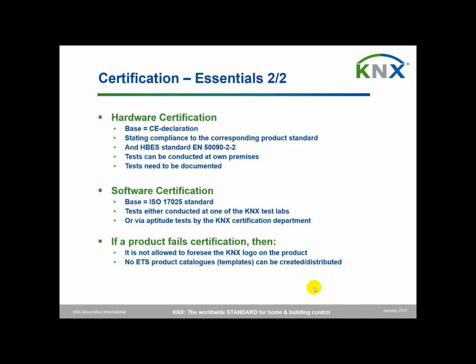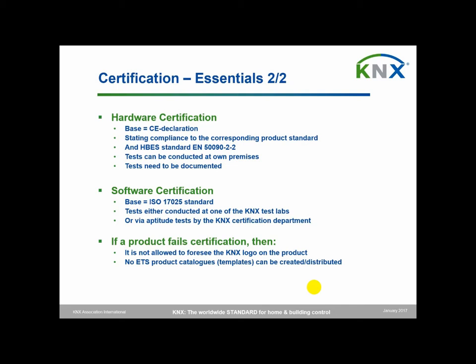Okay, so part 2 then of the essentials. There are two certification aspects when we talk about KNX product certification, and the first one is the certification of the hardware. The hardware certification is based on a CE declaration in which the manufacturer states the compliance to the corresponding product standard. That means if the product is a washing machine, well, then it shall comply to the corresponding product standard of a washing machine.